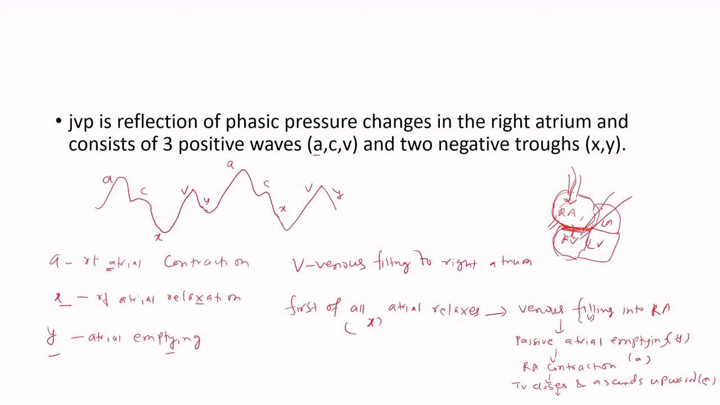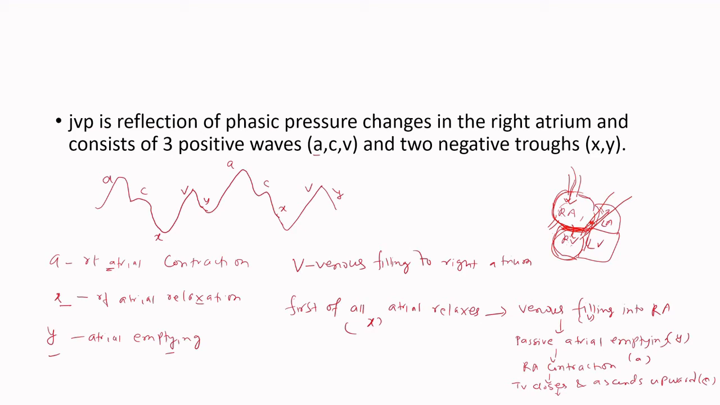While the ventricle is contracting, the atrium is relaxing. So during ventricular contraction the valve is closed and blood is ejected, and after the blood is ejected, this valve closes.